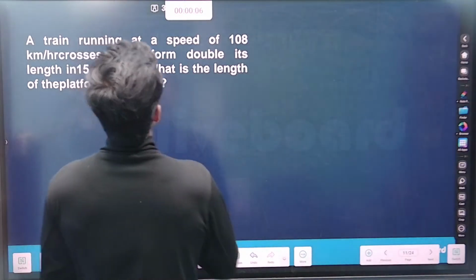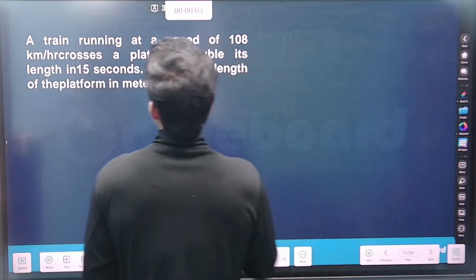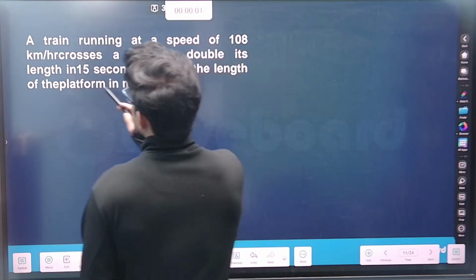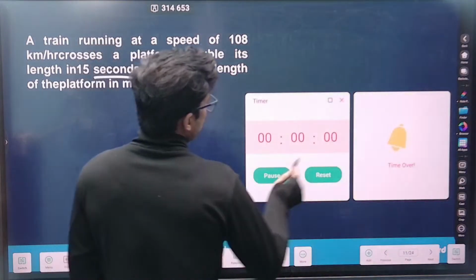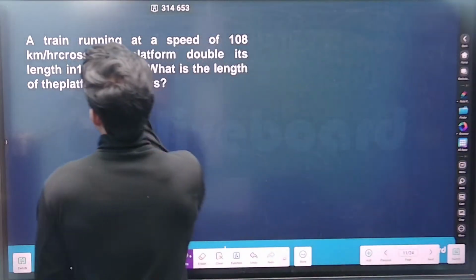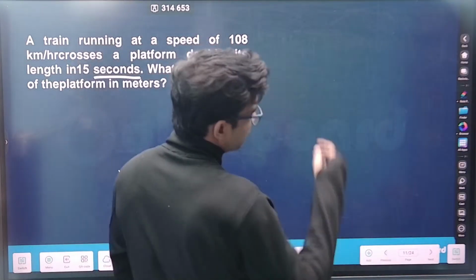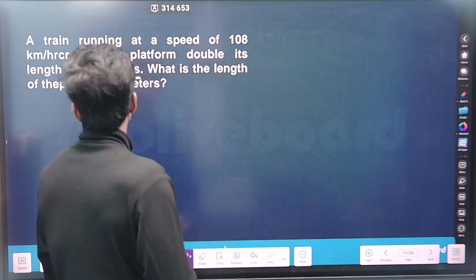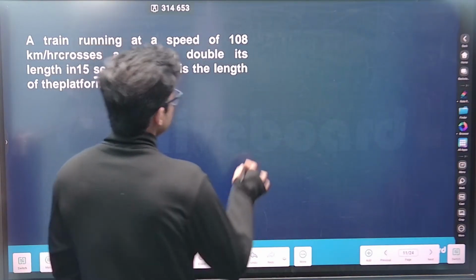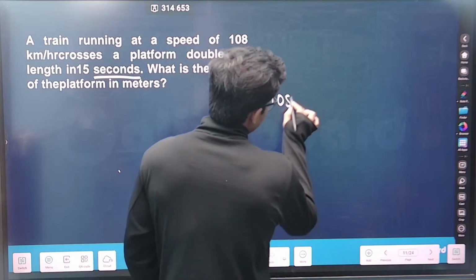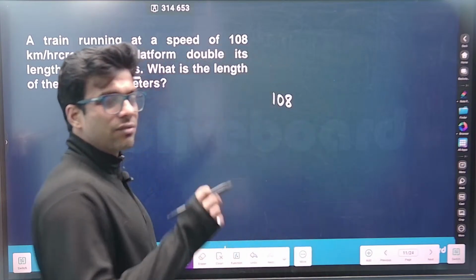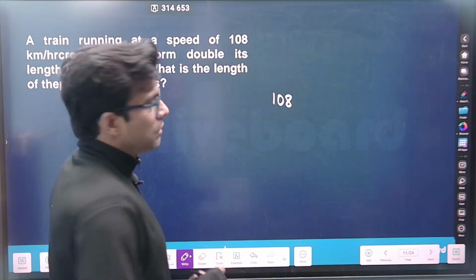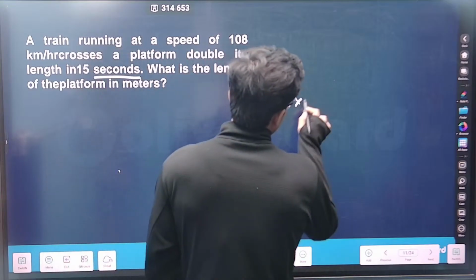So a train running at the speed of 108 km per hour crosses a platform double its length in 15 seconds. So guys, one unit is in kilometer per hour and the other unit is in seconds. So let's convert that into meters only. It is mentioned here 108 kilometer per hour. I want to convert that into meter per second. What I'll do? I'll multiply it by 5 by 18.